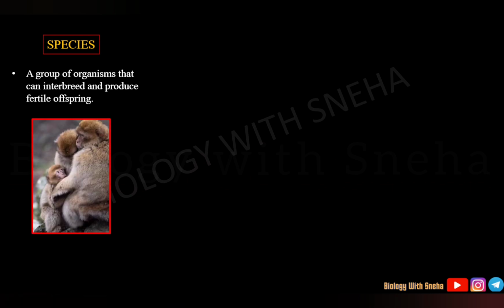Further, we need to discuss this term called species, right? So what is a species? A species is a group of organisms which can interbreed and give rise to fertile offspring, right? If we take monkey as an example, these two monkeys have interbred and they have produced this offspring. This particular offspring would also be capable of reproducing in the coming generations, right?